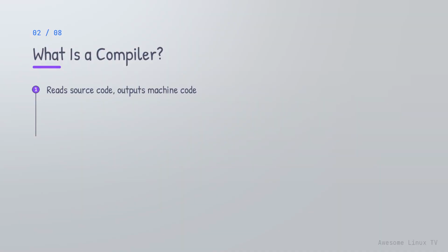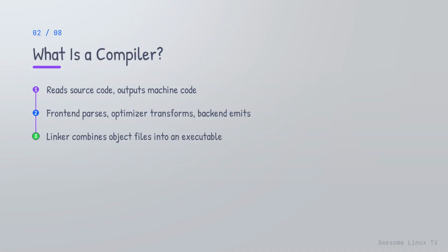A compiler is a translator. It reads the C or C++ code you write, human-readable text, and converts it into machine code, the raw binary instructions your CPU actually understands. That translation happens in stages. A front end checks your code for errors and builds an internal structure. An optimizer rearranges things for speed or smaller binaries. And a backend generates the final machine instructions for your specific CPU. After that, a linker pulls everything together into a single runnable file.